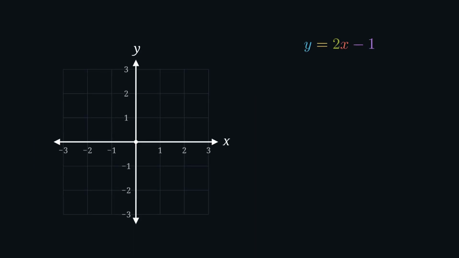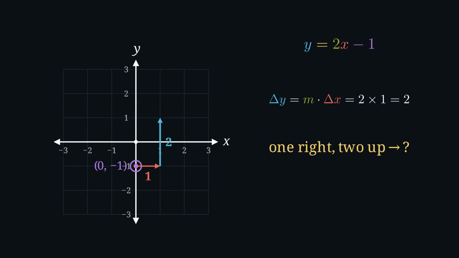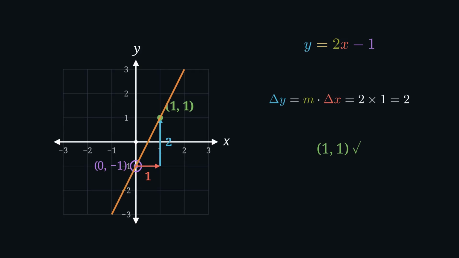Now an old friend, y equals 2x minus 1, the equation machine's line. Its y-intercept is minus 1, dot at (0, minus 1). Its slope is 2. Choose delta x equals 1. Delta y is m times delta x, 2 times 1, 2. One right, 2 up. Where do you land? (1, 1). Draw through both, and the machine's line is reborn from its own m and c.